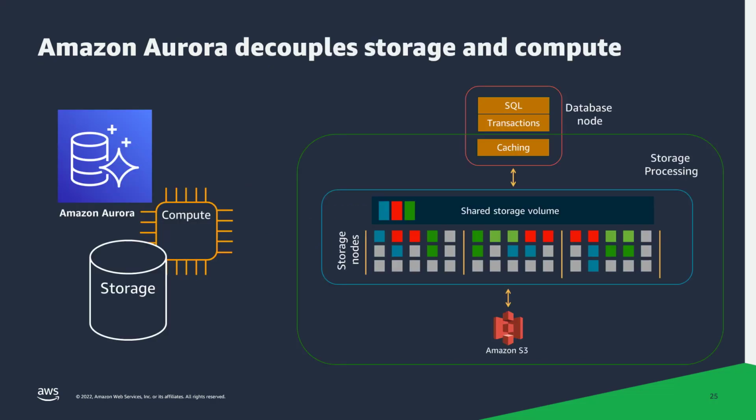Aurora features a distributed, fault-tolerant, and self-healing storage system that is decoupled from the compute resources and auto-scales up to 128 terabytes per database instance. Amazon Aurora automatically divides your database volume into 10 GB segments spread across many disks. Each 10 GB chunk of your database volume is replicated 6 ways across 3 availability zones. Amazon Aurora is designed to transparently handle the loss of up to 2 copies of data without affecting database write availability and up to 3 copies without affecting the read availability.